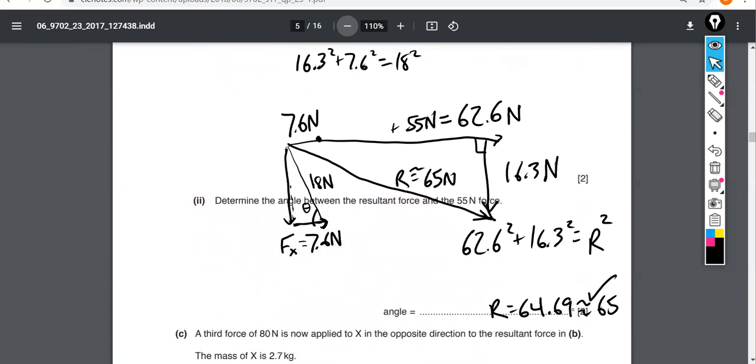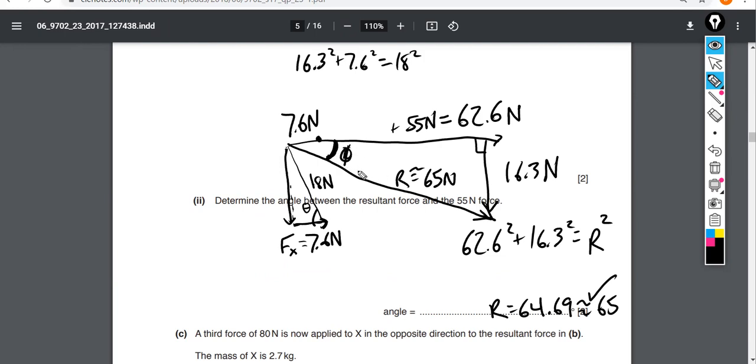Determine the angle between the resultant force and the 55 Newton force. And so the 55 Newton force was down there, and now we want the angle that this one's making with it. Well, the 55 Newton force is just horizontal, right? So we could really just calculate this angle right here, because that's horizontal. Here's a vector that goes down and to the right, just like the 18 Newton force, except it goes a lot more to the right, because we added that 55 Newton force to it. And so we need this angle that it's making right here. Let's call it phi.